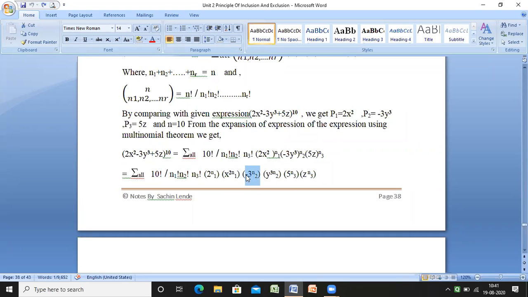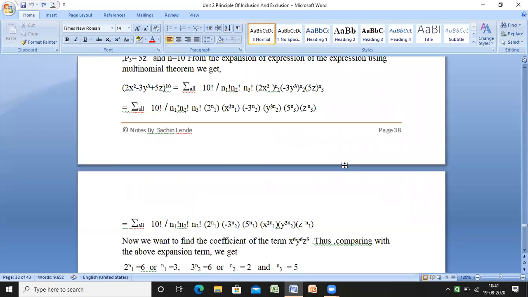So minus 3 to the power n2, again y cube to the power n2. That means again over here we get minus 3 to the power n2, y cube to the power n2. Similarly for this, 5z, 5 into z, so 5 to the power n3 and z to the power n3. So we separated the coefficients from each other. Now after separation, we are going to combine all the numerals on one side and x, y, z on the other side.